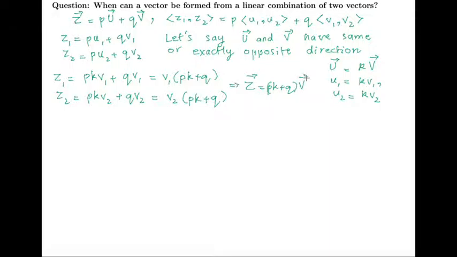So I can say the vector z is pk plus q times v. So this means that if u and v have the same direction, then z has to be directed in the same direction. So this means z cannot be arbitrary.